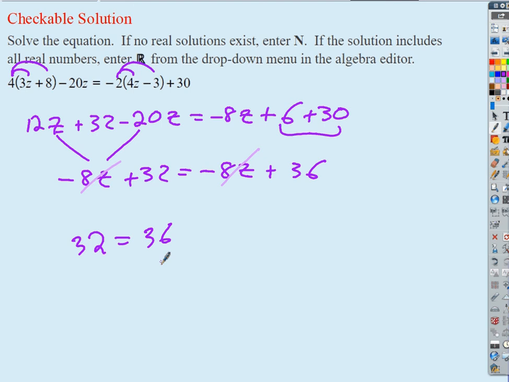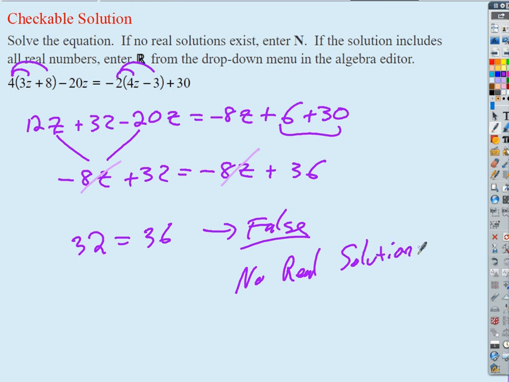What happens if I get the variables disappear and I get a true statement? All reals. Now that could be an equation or it could be an inequality, right? But you might see examples where the variables disappear and I get something like 4 is greater than 1. That's true, right? So that still means all reals, okay? That's false, so no real solutions. Okay?